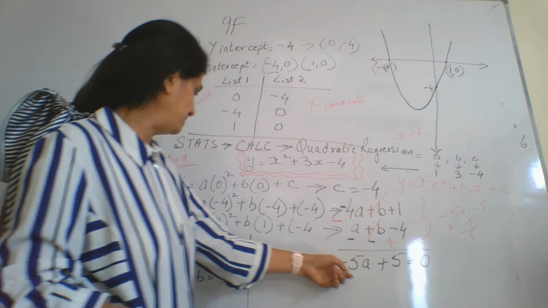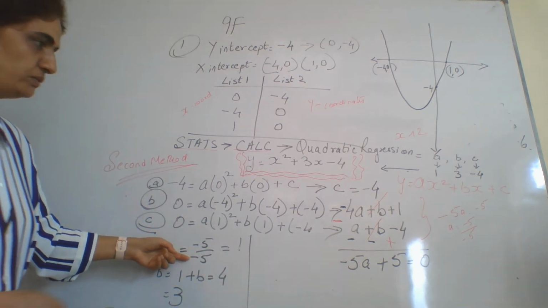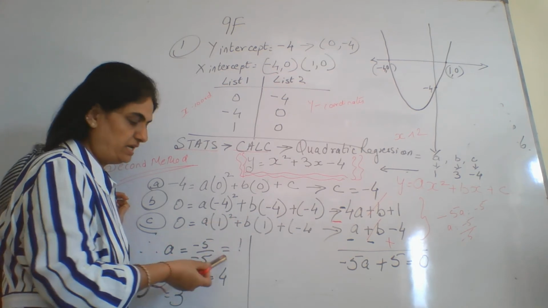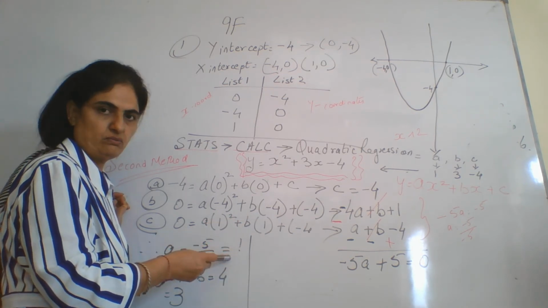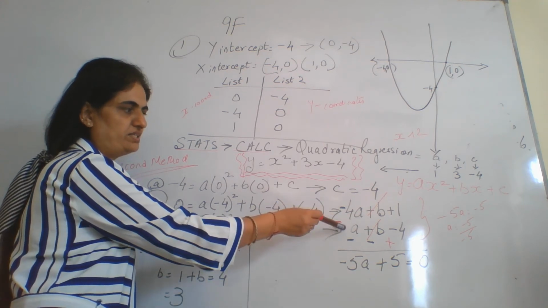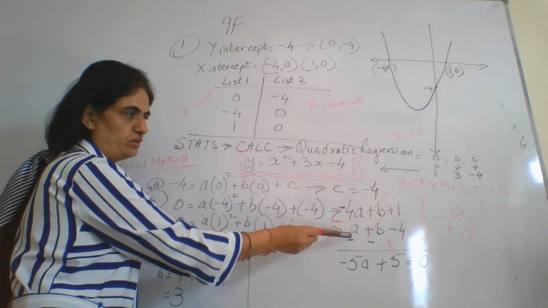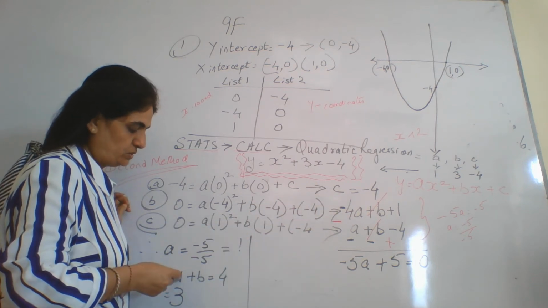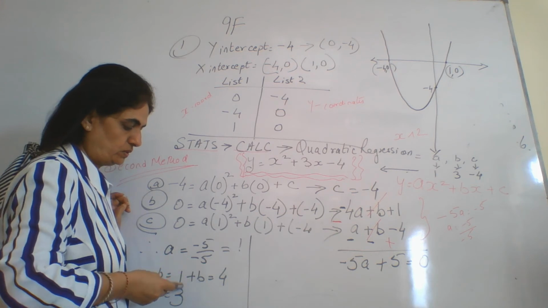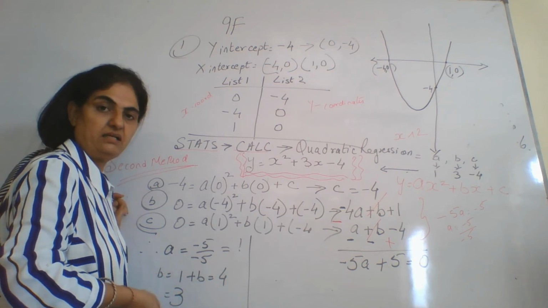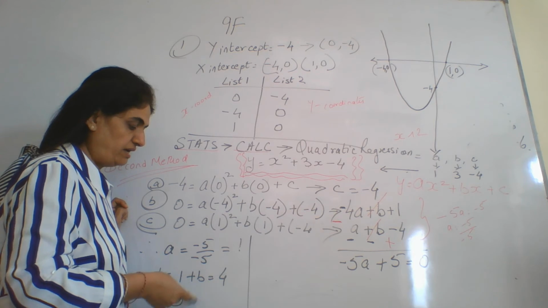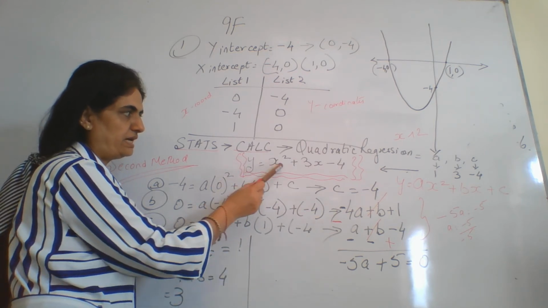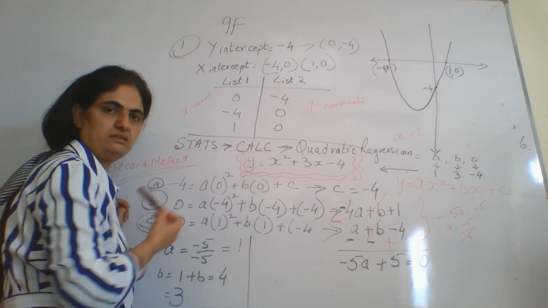When you further solve this, a will be equal to, you leave a alone here, take 5 to that side, so -5 over -5 gives you 1. So the value of a is 1. Now in any one of these equations, you put this value of a as 1, and you will get the value of b, which is 3. So I have put it in this one, and I get 3. So I have the a value, the b value, and I have got the c value. When I use all these values, again I can write the equation in this form.